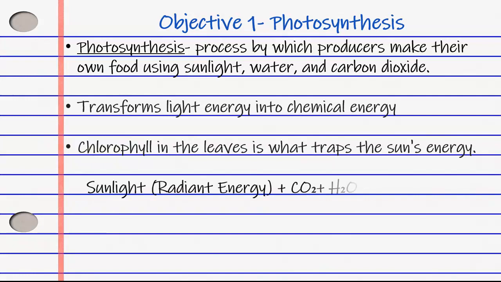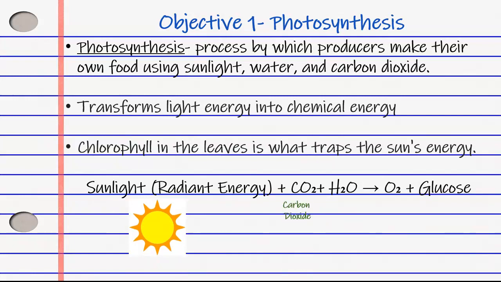So, a couple things go into it. The first thing that plants need in order to go through photosynthesis is sunlight or radiant energy or light energy, carbon dioxide, which we breathe out, and water. So they take those three things and it goes through a chemical reaction, and what they produce is oxygen that we breathe in and glucose, which is sugar.